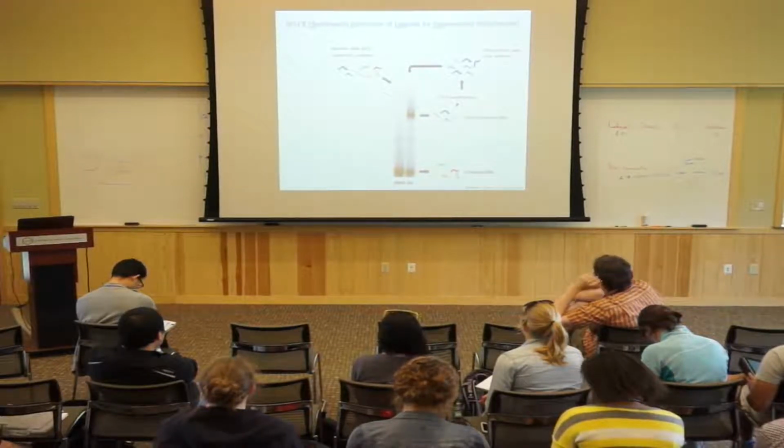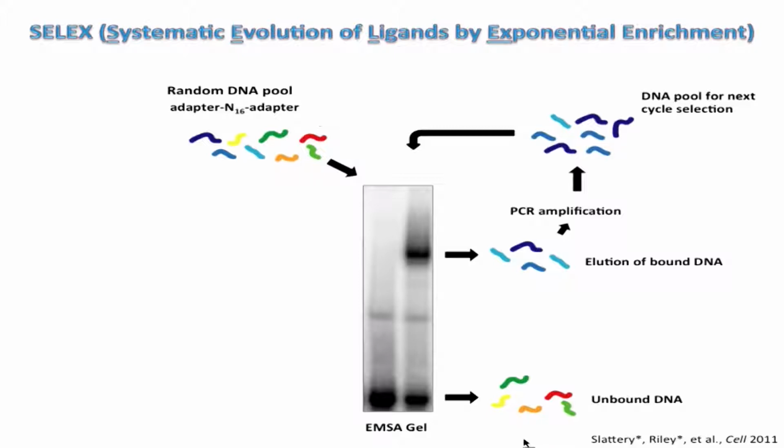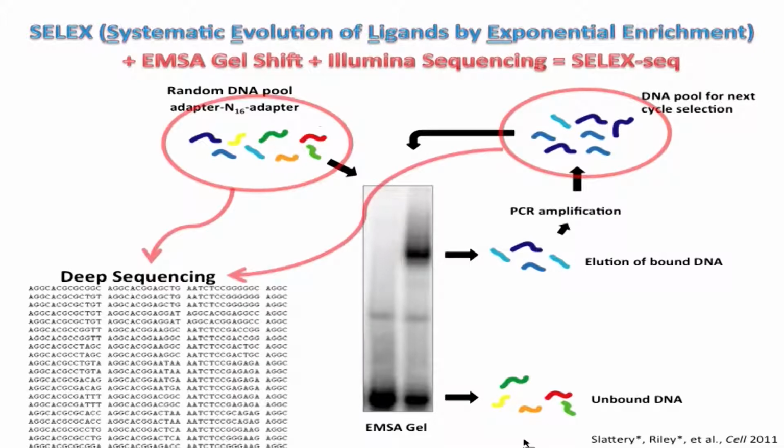we developed SELEX-seq. Okay? SELEX-seq basically marries a classical technique called SELEX, the systematic evolution of ligands by exponential enrichment, with EMSA gel shift and Illumina sequencing. So let me go over this really quickly. In our experiment, we started off with a very large random DNA pool, where each DNA oligo has fixed left and right adapter sequences, and in the center we have a 16 base pair variable region.